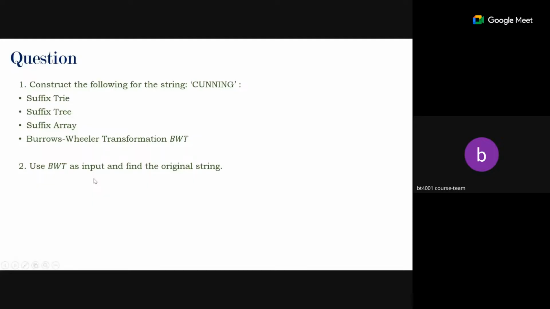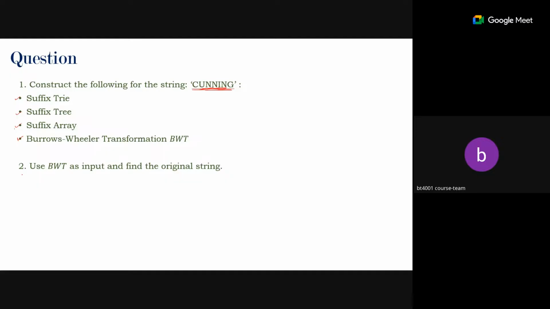Okay, so today what we are going to do is we'll take a string. Let's say for example we are looking into this word, which is cunning. As in week 6 content, you had looked into what suffix tries are, what suffix trees are, what suffix arrays are, and all of that. We will be constructing the suffix trie, suffix tree, suffix array, and the Burrows-Wheeler transform for this cunning word. Then there was one other encoding. I'm not able to recall the name of that encoding right away, but we can look into that encoding.